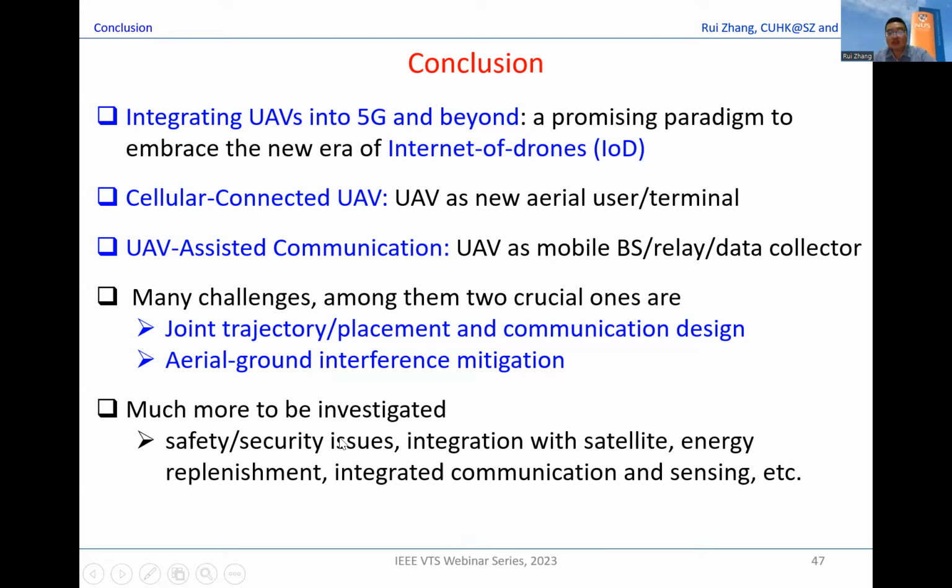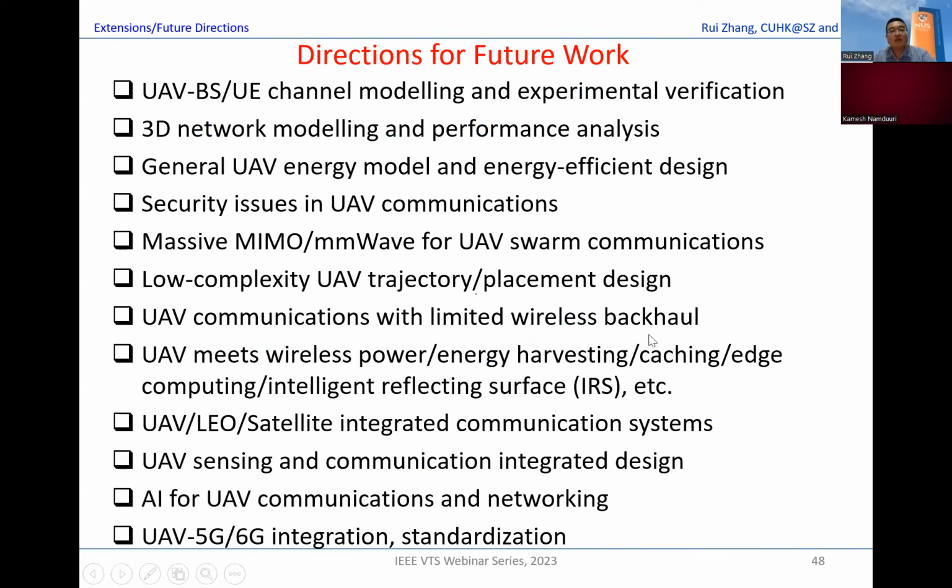Of course, there is much more to be investigated from other aspects, for example, safety and security issues for UAV, and how to integrate the UAV cellular network with future satellite networks, for example, a low Earth orbit LEO network, and how to make energy replenishment efficient for UAV, so we can increase their endurance time over the air, and how communication and sensing integration can help UAV improve not just communication performance, but other aspects like safety and security and so on and so forth. In the last slides, I listed some of the directions I think are still quite interesting for future work. And due to time constraints, I may not be able to go through all of them.